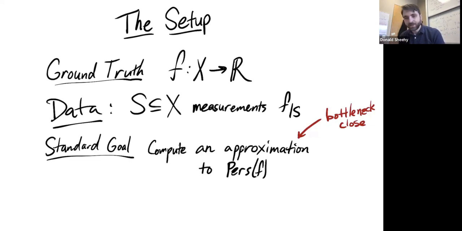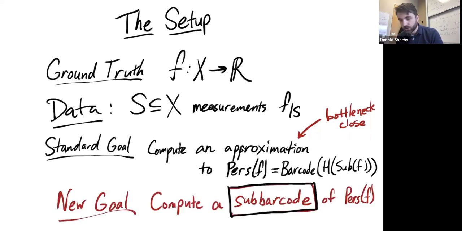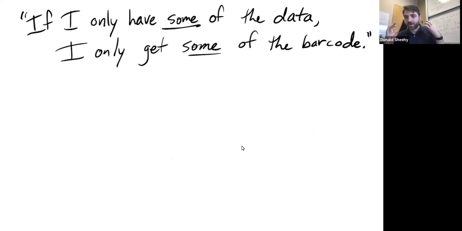So what I'm going to do in this talk is present a very different kind of goal that's much weaker. Instead of trying to get this bottleneck close approximation, I'm going to compute what I call a sub-barcode of the barcode of the sublevels of F, the persistence of F. I'll tell you what this means, but first, let me tell you what the big idea is.